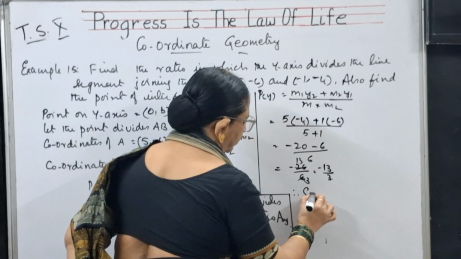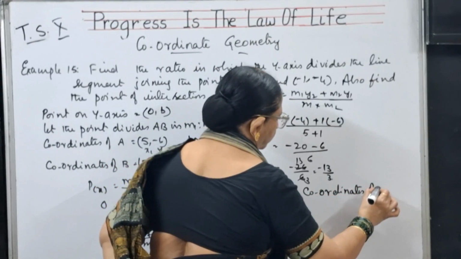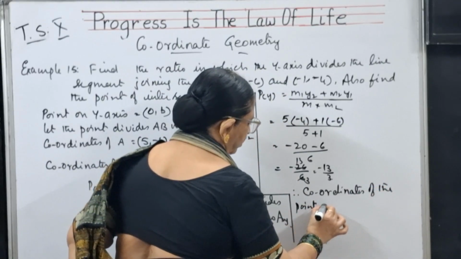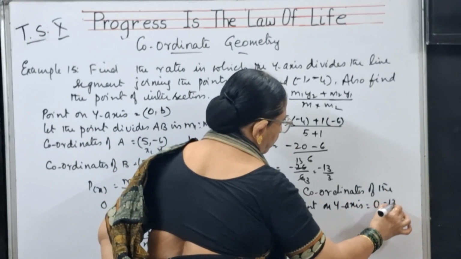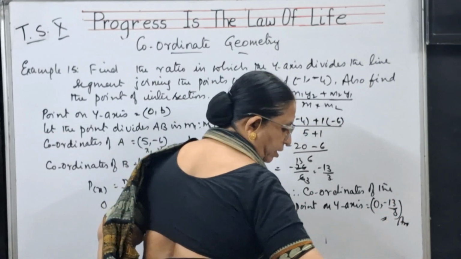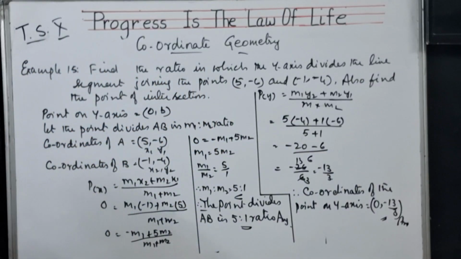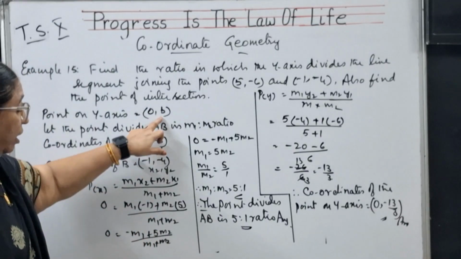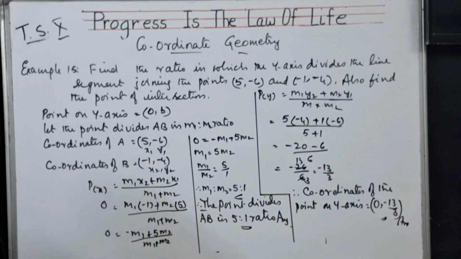Therefore, the coordinates of the point on the y-axis are (0, minus 13 by 3). This is the answer, children, for this problem. Please note it down. In the earlier case, they asked only m1 is to m2, but they have prolonged it here because they have not given the y coordinate of the point. So you need to do it in this way.